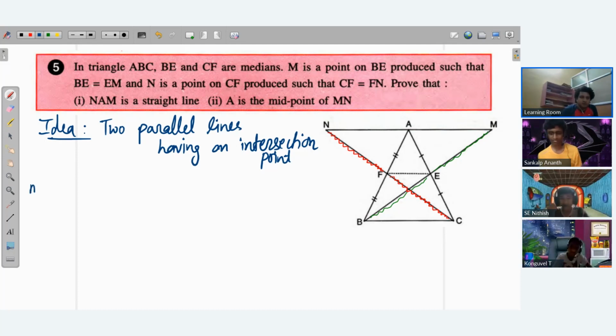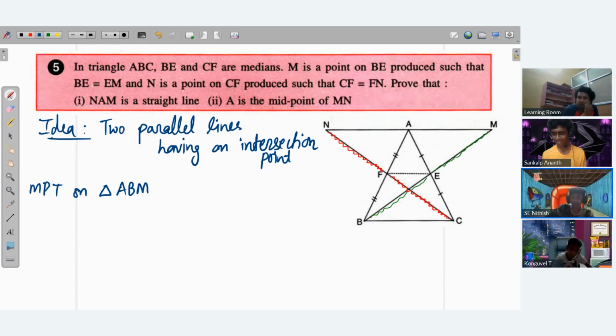So midpoint theorem on triangle ABC. Sir, can we draw a parallelogram and then prove FE is parallel to BN? Could be, but even without that, we can try that.